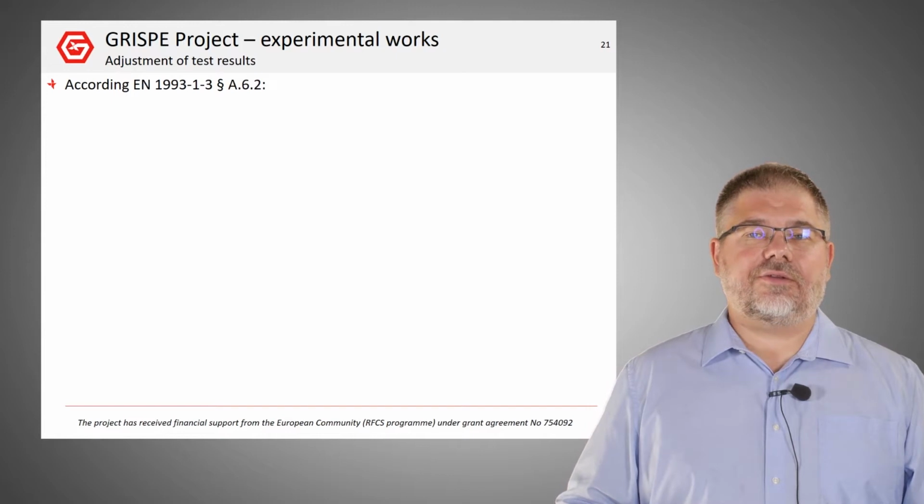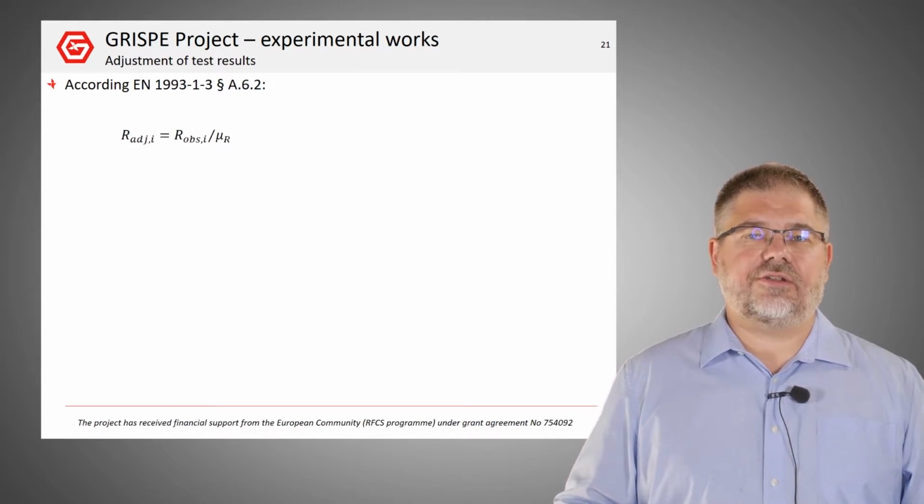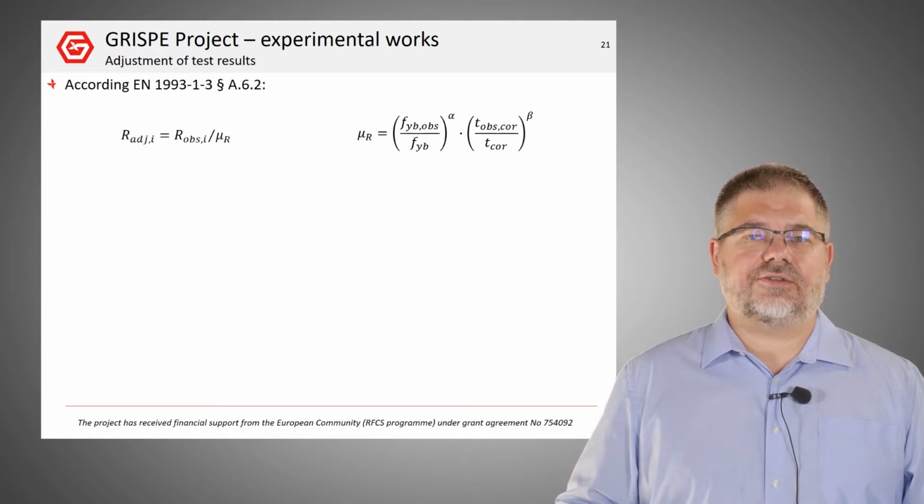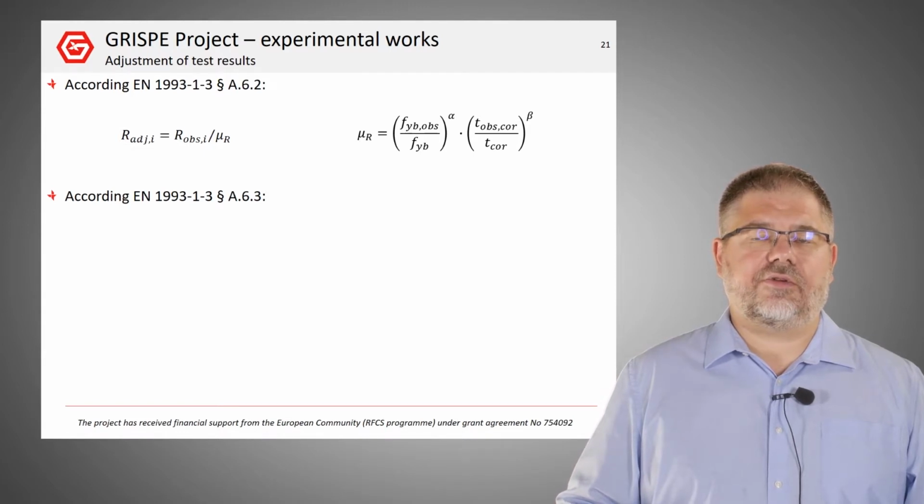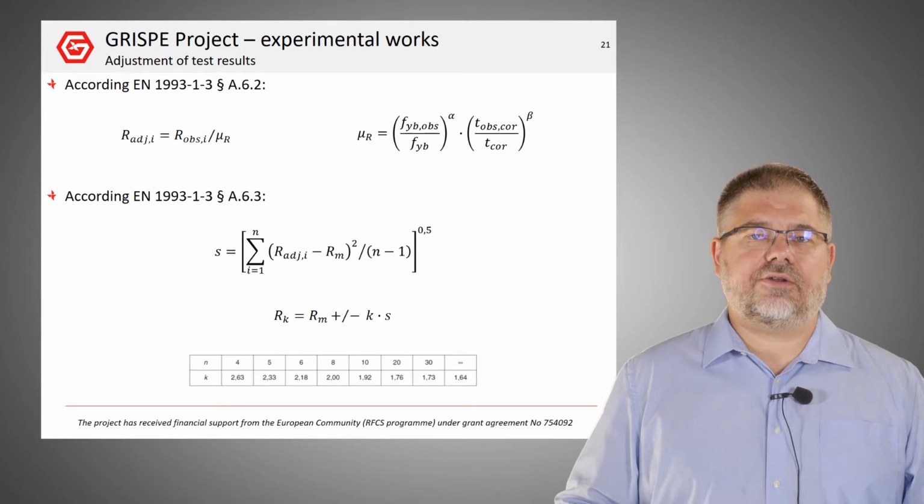Applying the requirements of Annex A of Eurocode 3-13, the result of each test, in fact the observed resistance, is adjusted with a factor μr depending on the real thickness and the real yield stress of the steel. The statistical setting is performed according to a family of tests as defined in paragraph A.6.3 of Eurocode 3-13 in order to determine the characteristic values of each configuration of assembly.